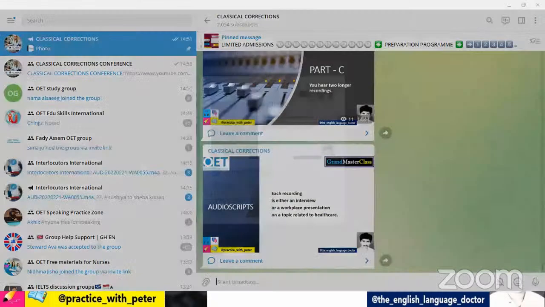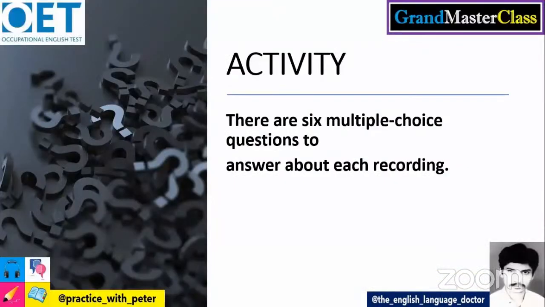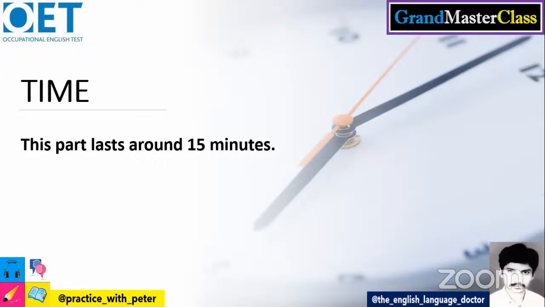Then next. This part lasts around 15 minutes, so 7.5 minutes each. So the first one is 10 minutes, the second one 10 minutes, and the third one 15 minutes. 10 plus 10, 20 plus 15, 35. So approximately 40 minutes, because you have 2 minutes for checking and 1 or 2 minutes for writing the name and other things. So 40 minutes will be there for the listening test. This part lasts for 15 minutes, 7.5 minutes each, and each question will take something around 1.5 minutes.